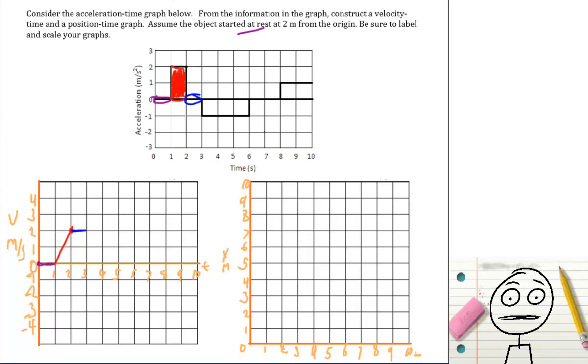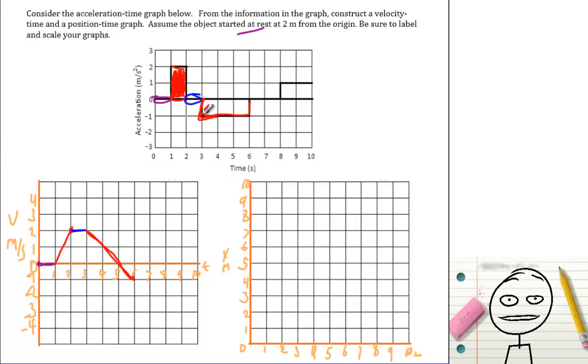Then my next time interval I've got is this one. Okay, and it shows me a negative acceleration, -1 meter per second per second. That means every second my velocity needs to decrease by 1 meter per second. So if I'm up at 2, 1 second later I'll be going at 1, then 0, then -1, right? And this should be a straight line. Alright, so it does something like that.